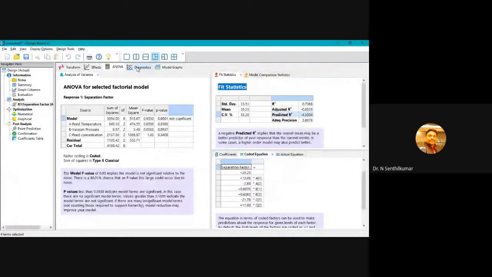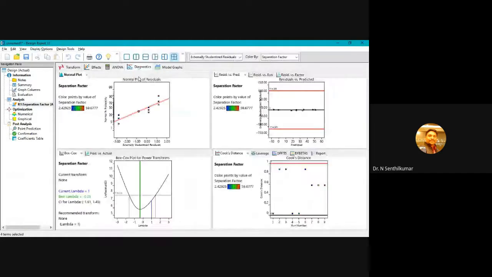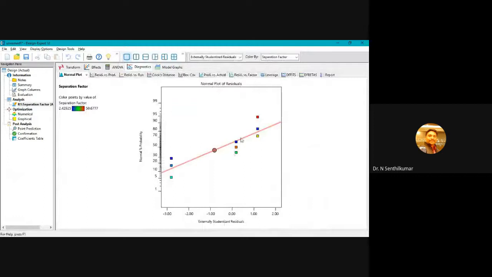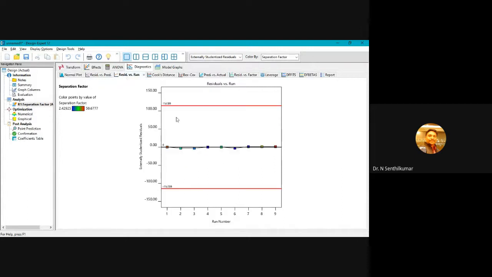So what is the problem in this? Why is a significant model not developed? That we are going to see. In the diagnostic plot, you can see a straight line fit is not possible with the residuals. That's the important thing. That's why the model is not significant. Then in residual versus run, you can see the residuals are very, very small and nearer to 0.